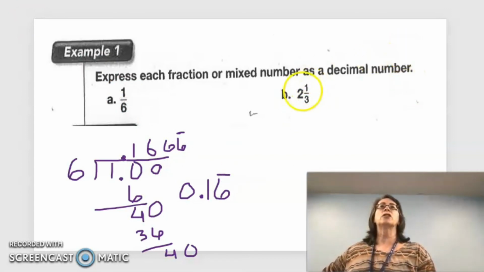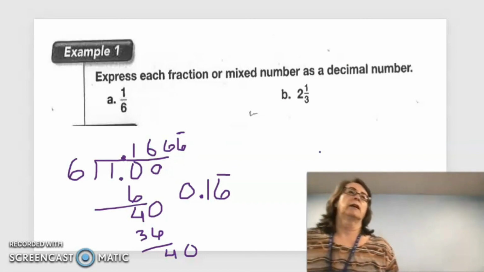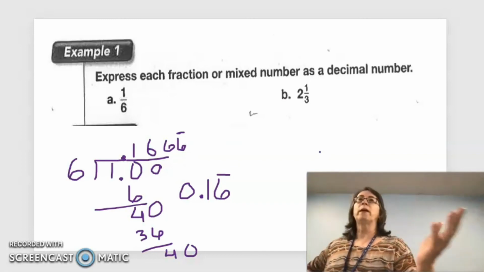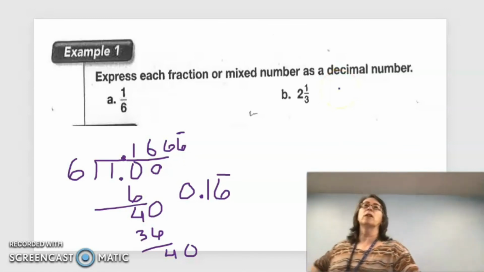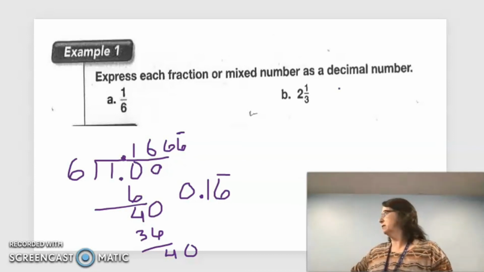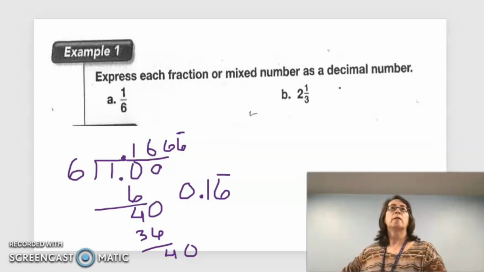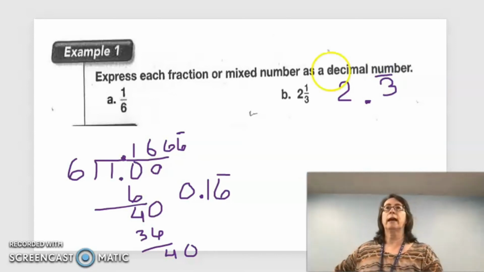Okay, so let's look at 2 1/3. Who knows what the decimal value of 1/3 is? 0.33333, which is 0.3 repeating. So who can give me a stab at this without us having to do the long division? How would you turn it into a decimal? 2.333. Okay, 2 point, and since only the 3 is repeating, we'll put the line over just the 3, right? Okay, very good.